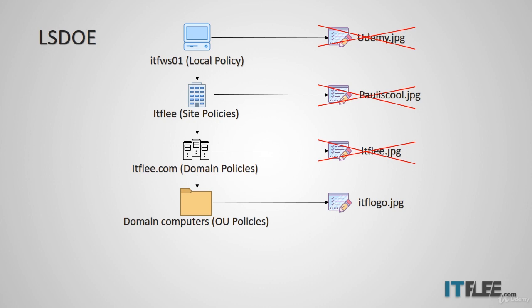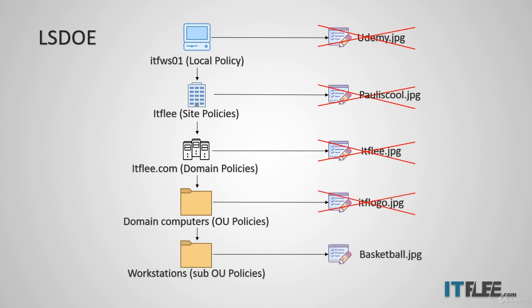So if we had a GPO assigned to the OU domain computers, and it configured ITF logo to be the background, then it would take precedence over all the other ones because it's at the organizational unit level. Now, if we had a sub-OU called workstations, and we assigned a GPO to that sub OU called basketball.jpg, it would take effect over all of the GPOs above it.